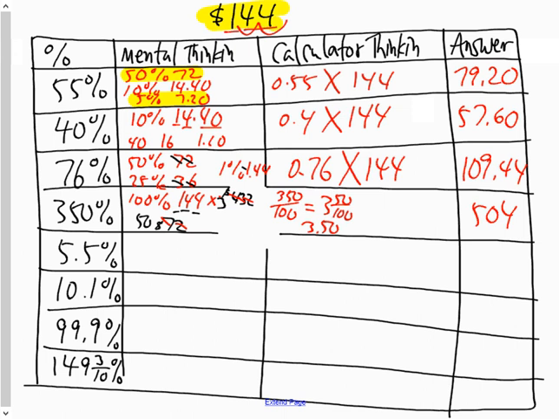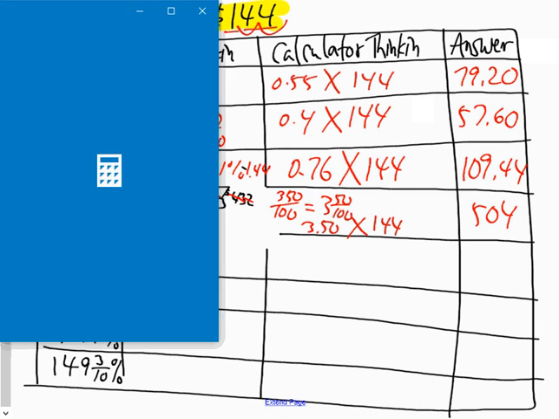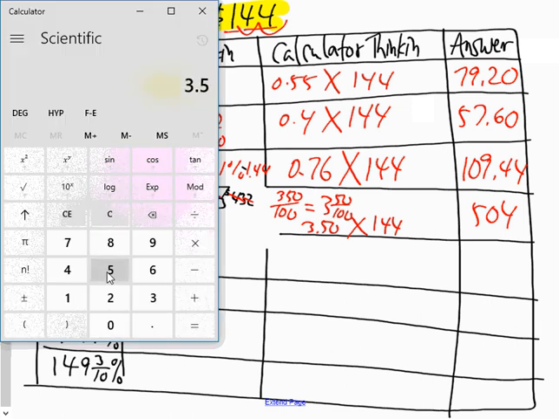So 350% of 144 would be that thinking. So 350% of 144 is 504.